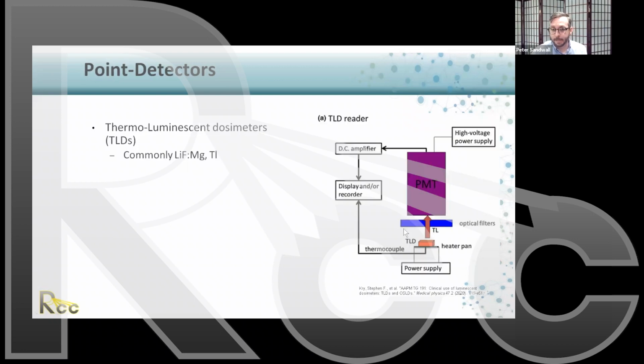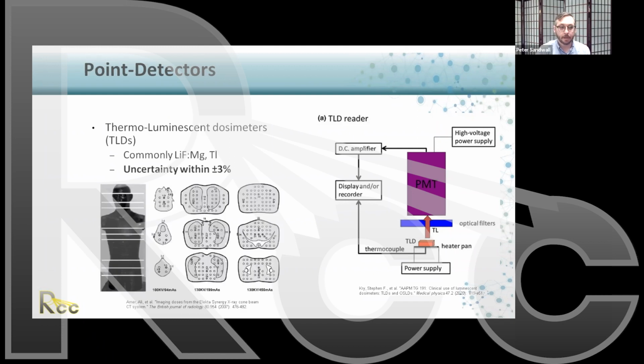And like I mentioned, you put the TLD in and you heat it. You've got a thermocouple here and you heat it. Depending on the way that you heat it, you're going to get light emission, and you're going to measure that, and that'll be proportional to the dose. You can get uncertainties within 3%. A lot of people will report 5%. It's definitely a variability.